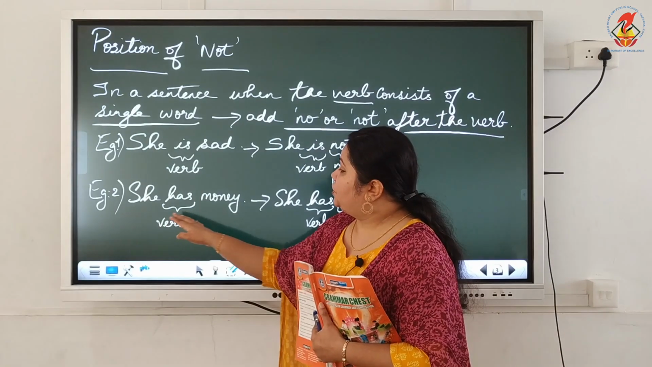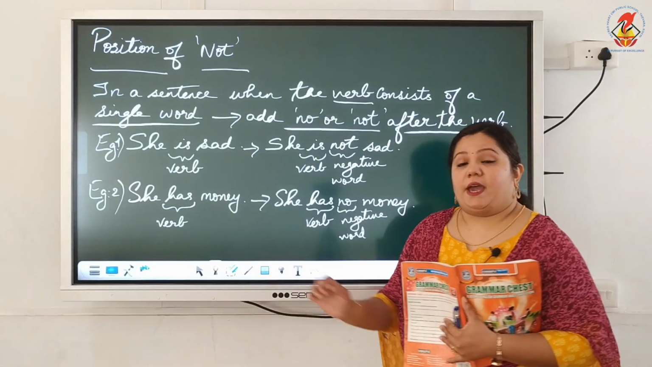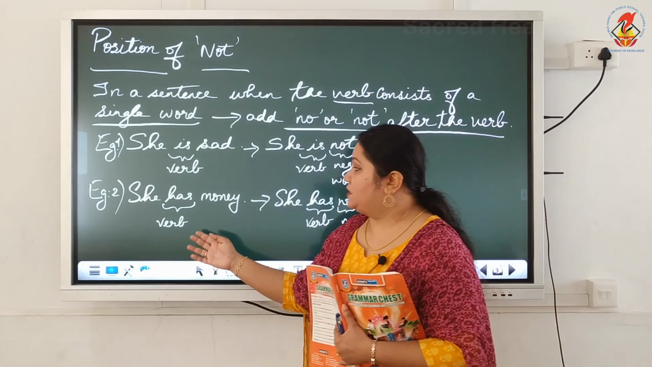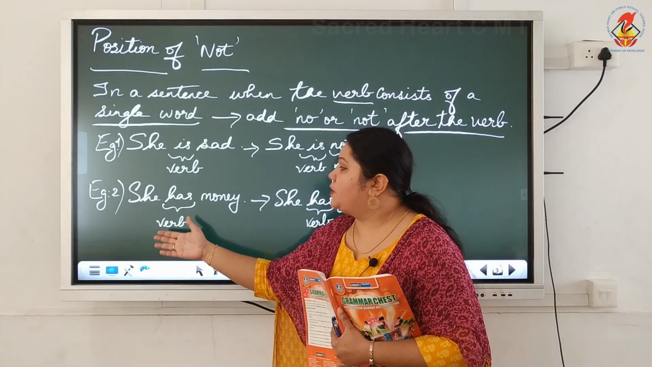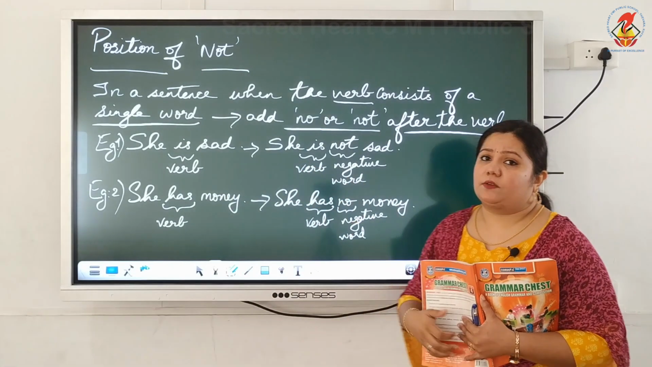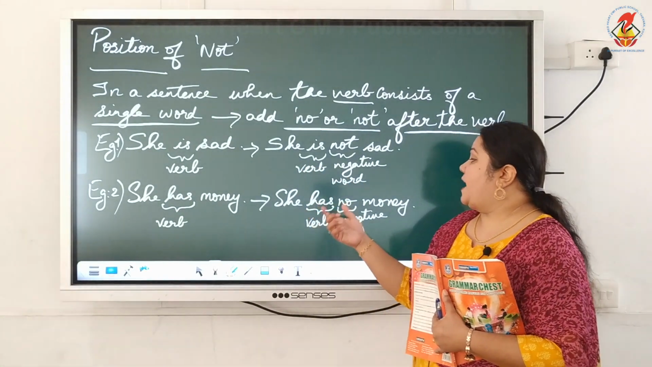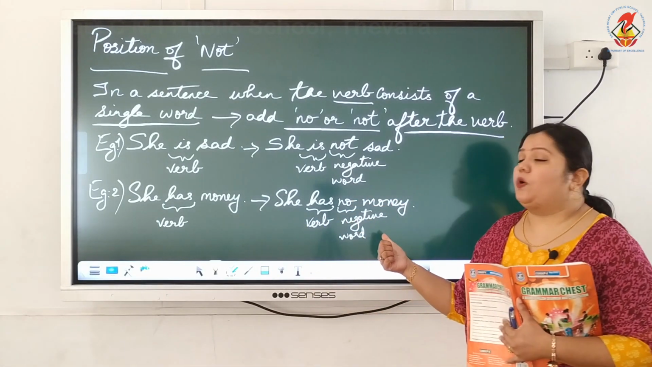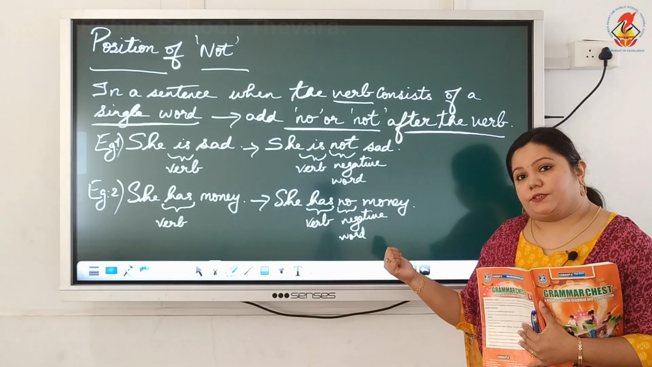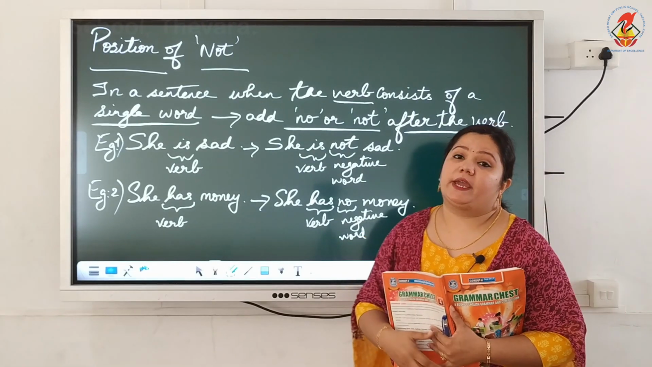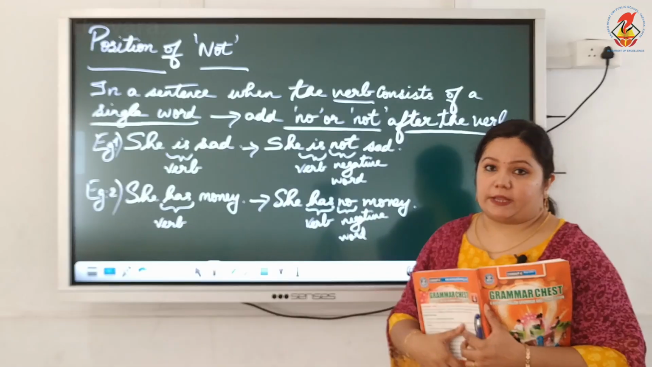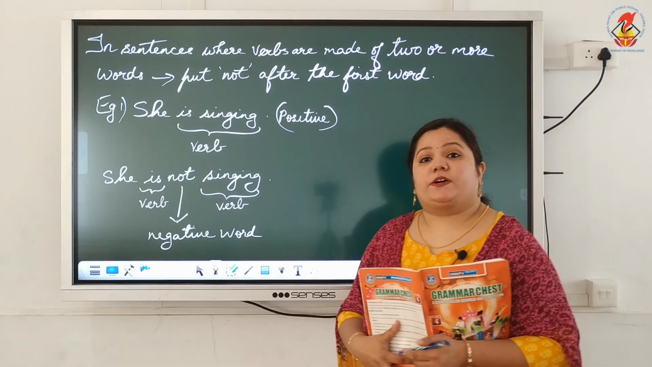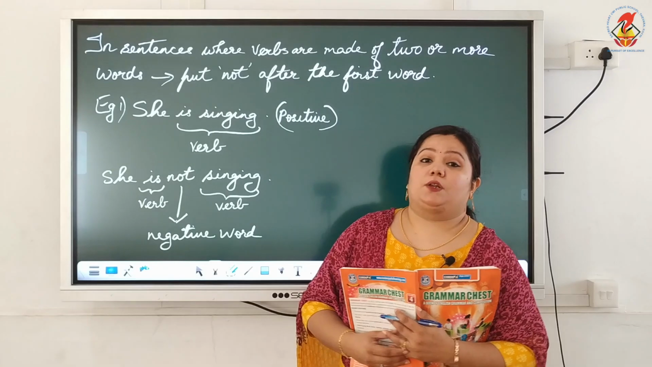Same way over here, she has money. Has is taken as a verb here. This is a positive sentence. Now when you change this positive sentence into negative, we write she has no money. So here has is the verb and no is the negative word we have added. So this has become a negative sentence now. Okay, that was the first one, that is, when there is a single word verb.